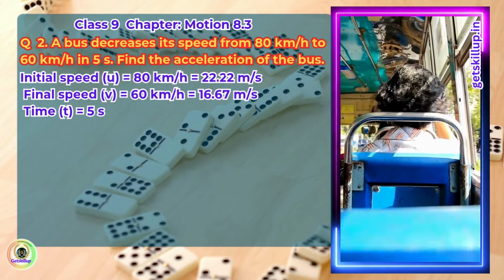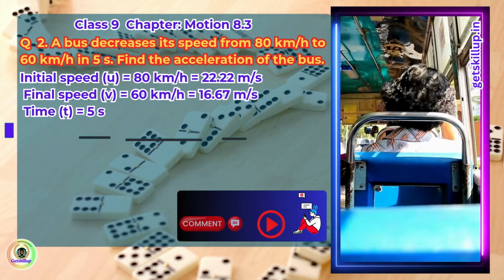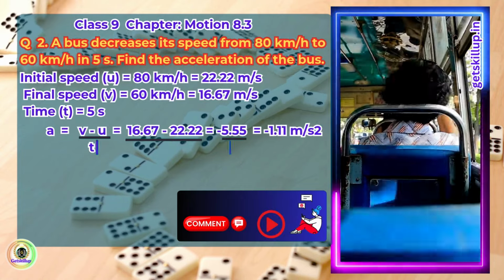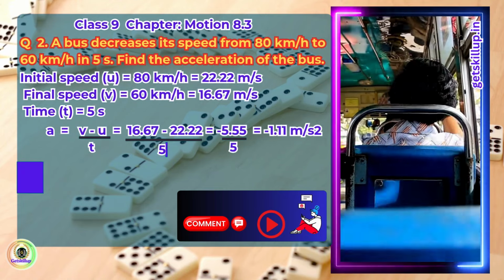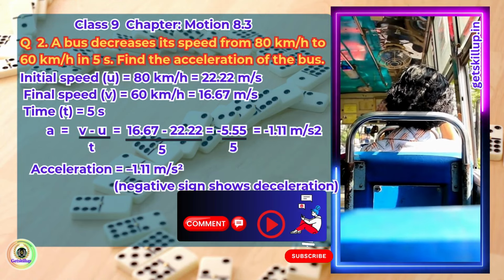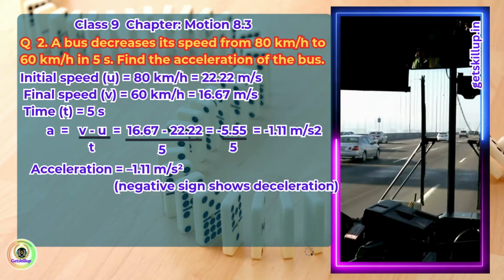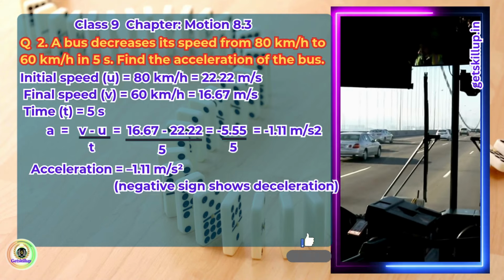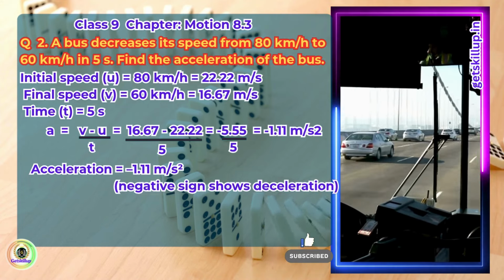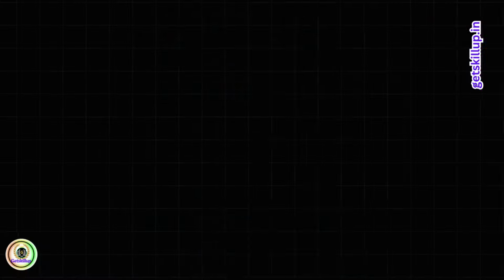Time equals 5 seconds. a equals (v minus u) divided by t, which is equal to (16.67 minus 22.22) divided by 5, which is equal to minus 5.55 divided by 5, which is minus 1.11 meters per second squared. Acceleration equals minus 1.11 meters per second squared. Negative sign shows deceleration.